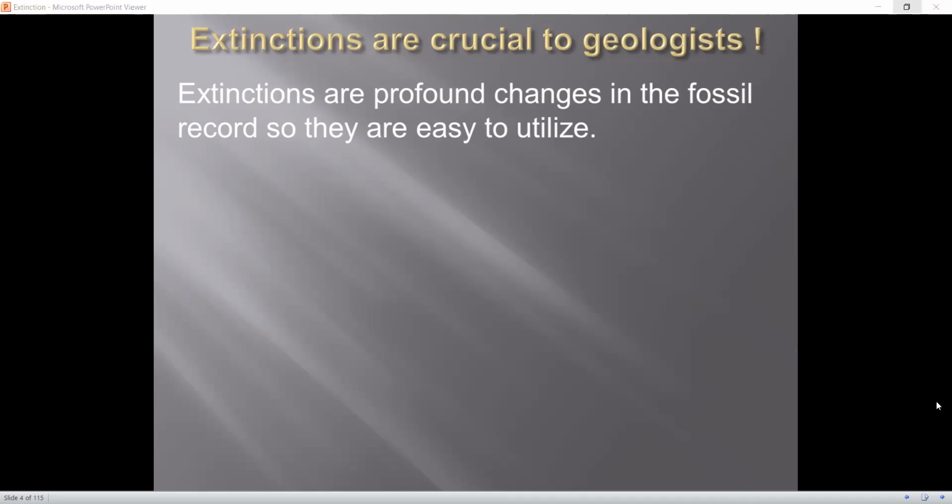Okay, watch your fingers. Okay, we use extinction. They're very important for what we call biostratigraphy, using fossils to age date things.